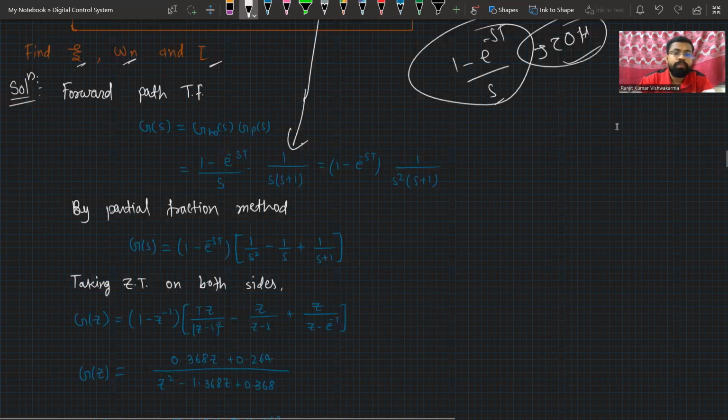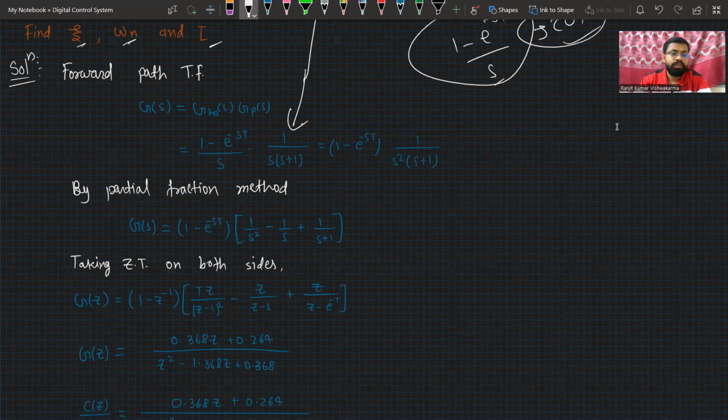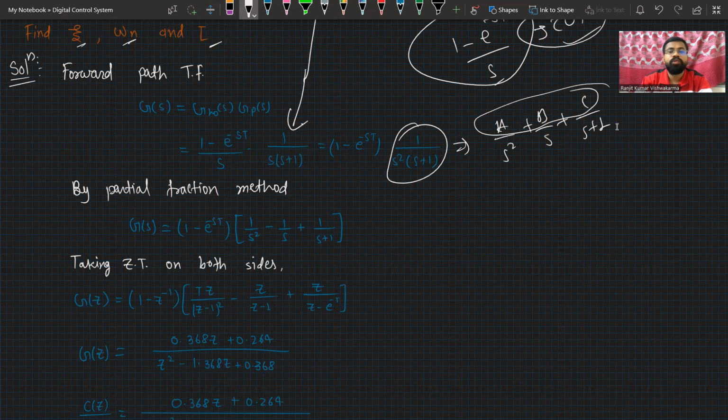Now after applying the partial fraction method we will get like this. After the partial fraction method we can write this as A divided by s square plus B divided by s plus C divided by s plus 1, and just find out the values of A, B, C. You will get 1 by s square minus 1 by s plus 1 by s plus 1.